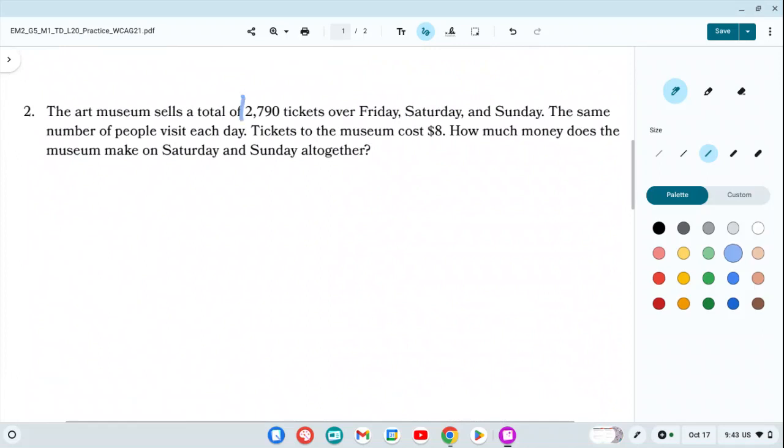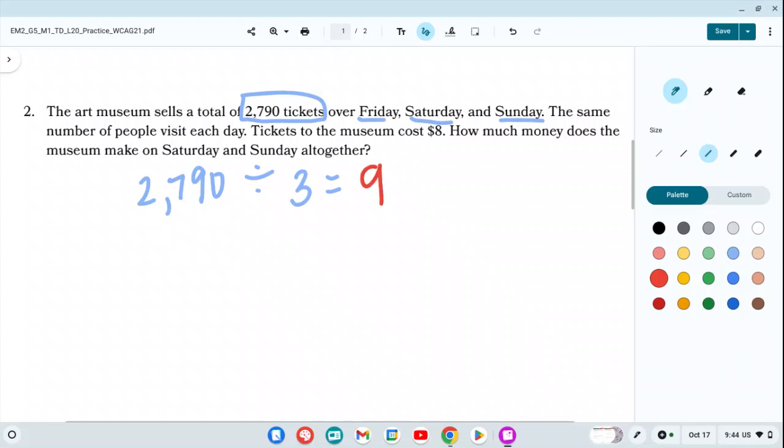All right, well, I know that they have 2,790 tickets over the course of Friday, Saturday, Sunday. So over the course of 3 days, we need to figure out how many people came each day. We know the same number of people come to visit. So please take a minute to pause the video and divide to see how many people visit each of those days, Friday, Saturday, and Sunday. Go ahead and pause the video now to do this.